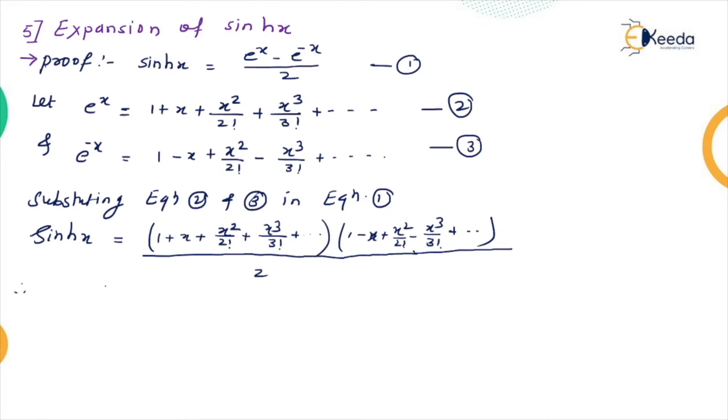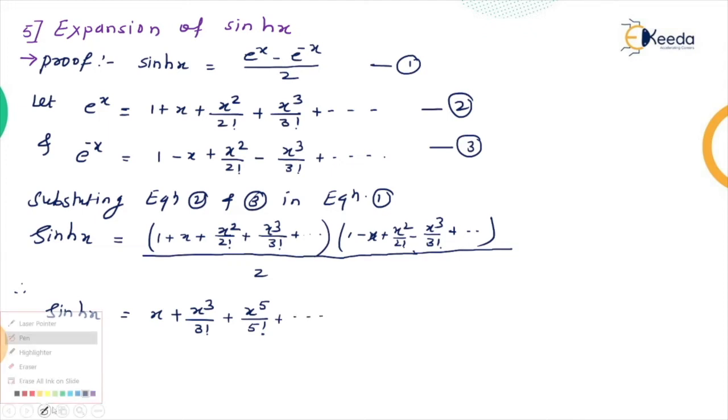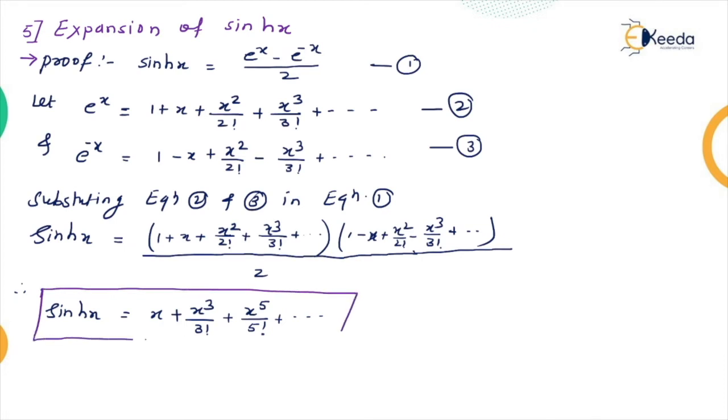Now after simplifying, what will we get here? Sine hyperbolic x is equal to, in a simple way, dividing by 2 in this equation and keeping the remaining terms, x plus x cube upon 3 factorial plus x raised to 5 upon 5 factorial plus and so on. So this is the sine hyperbolic series expansion of x. Understood this?